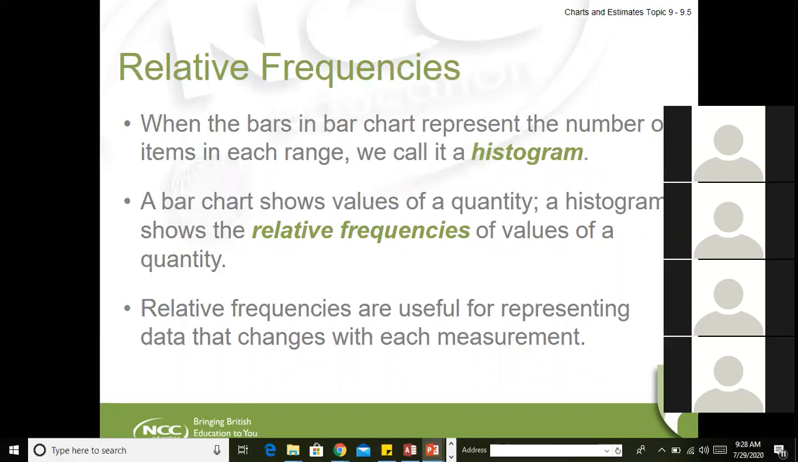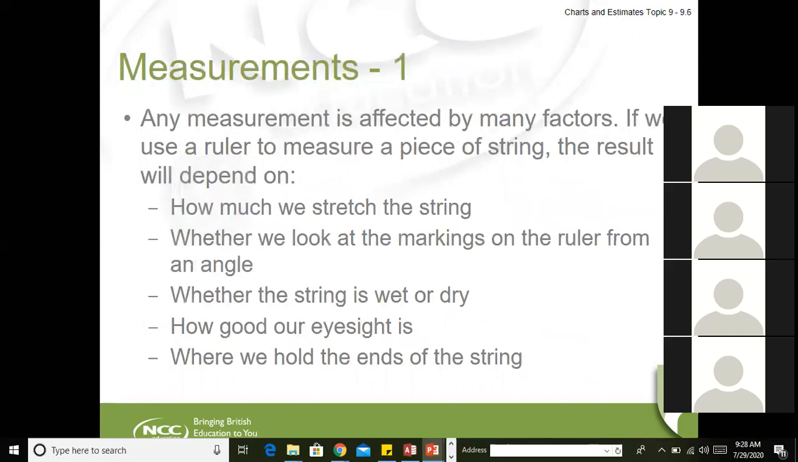So a bar chart shows values of a quality. A histogram shows the relative frequency of values of a quantity. Relative frequencies are useful for representing data that changes with each measurement. And let's look at the measurement. Any measurement is affected by many factors.